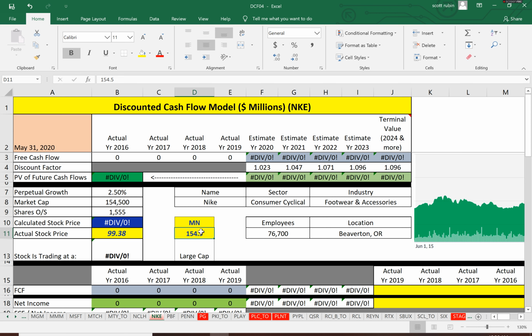Now to calculate the intrinsic value of a stock, we have to estimate the future free cash flows of the company, discount that number back to today's values, and then we have the value of the company. Now we have to divide that number by 1.5 billion shares, and then we get the intrinsic stock price. And we're going to compare it to the actual stock price to see if it's higher or lower.